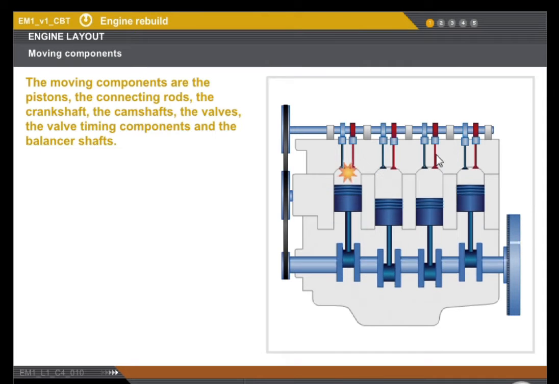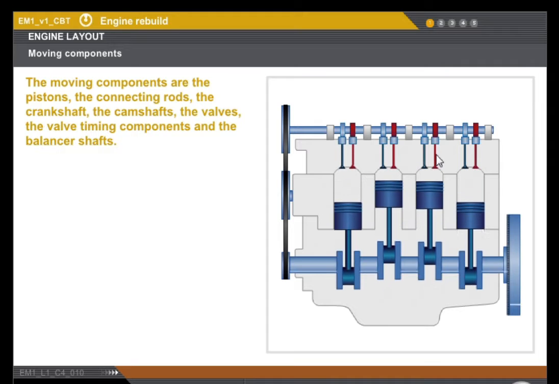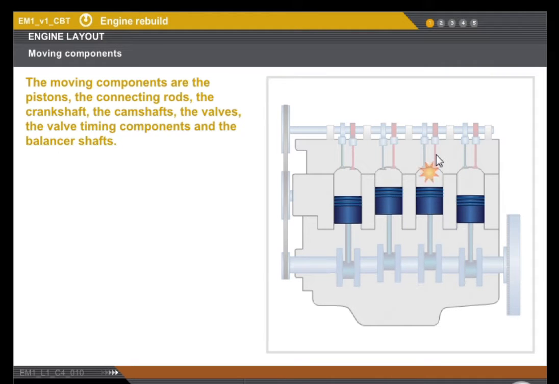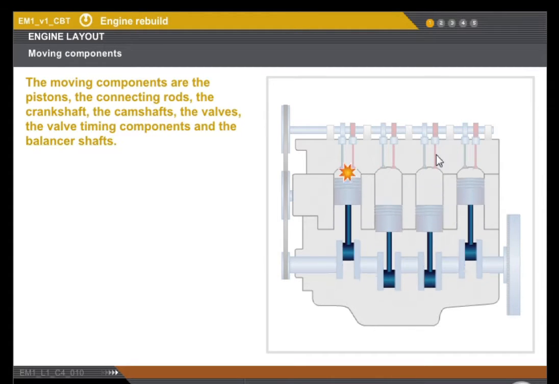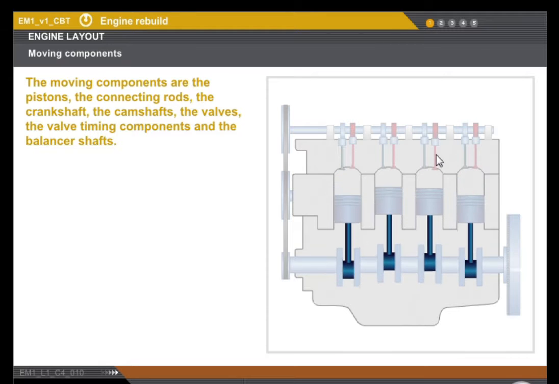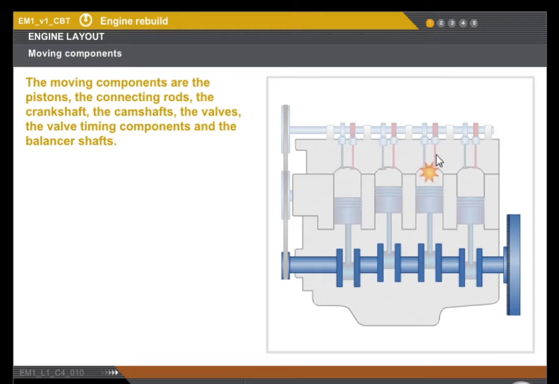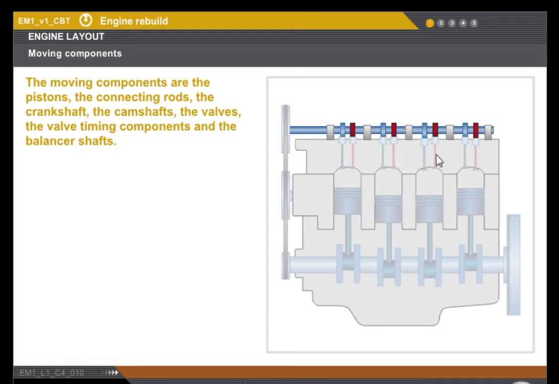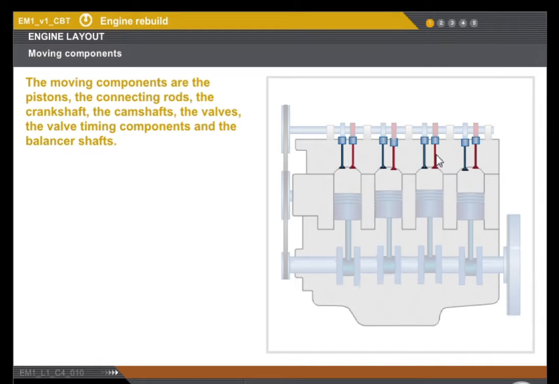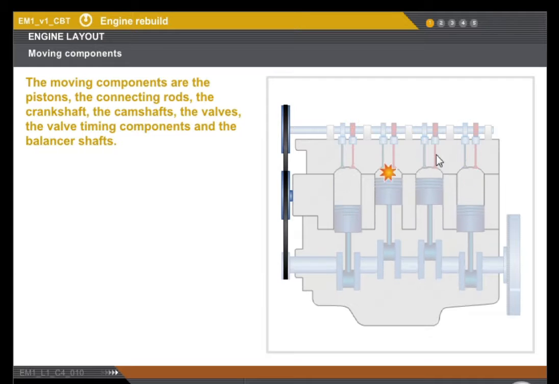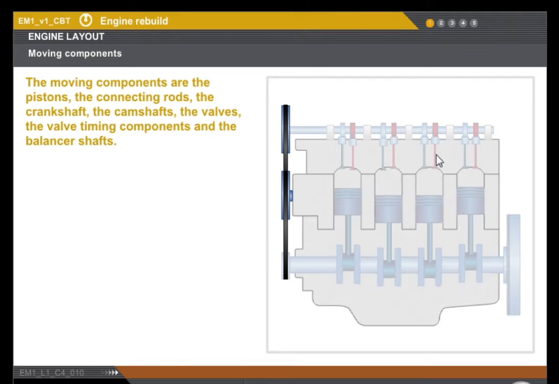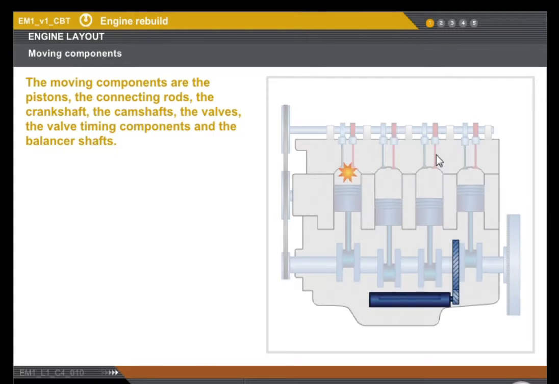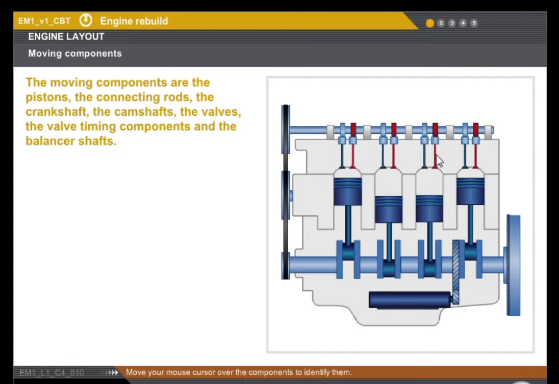The engine moving components are the following: the pistons and their rings, the connecting rods and their bearing shells, the crankshaft, the camshafts, the valves, the timing and the valve timing components, the dephaser, and on certain engines, the balancer shafts. Move your mouse over the components to identify them.